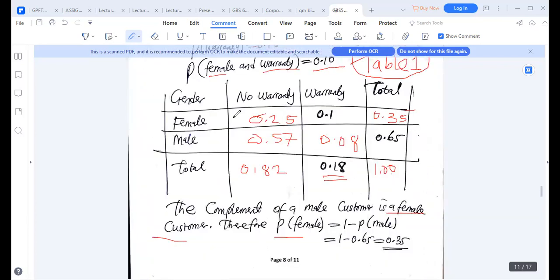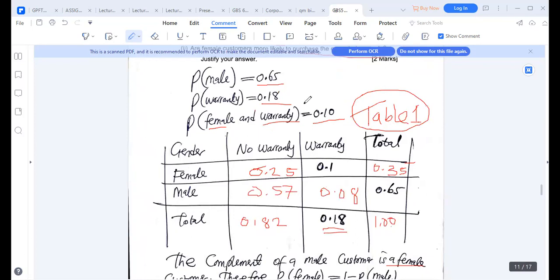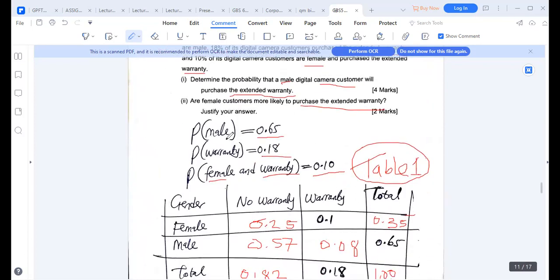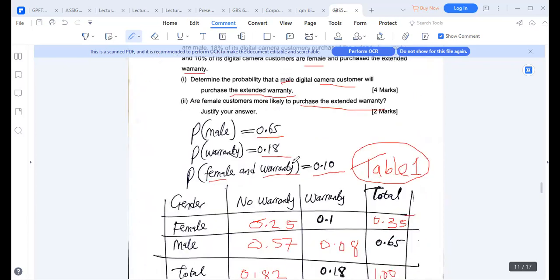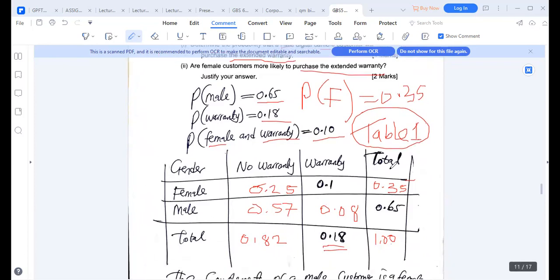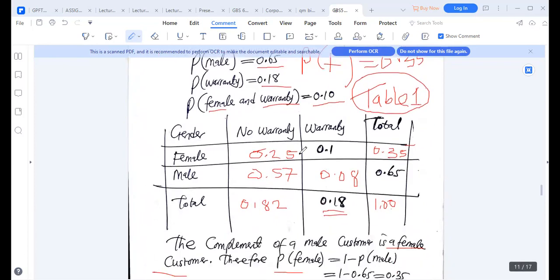The way these figures are computed for the female, the total probability for female: since male was 65%, the probability of female is simply what is remaining, 0.35. Then we just go one by one to sort out this table. So the total for this one should equal to that. This one is a total.